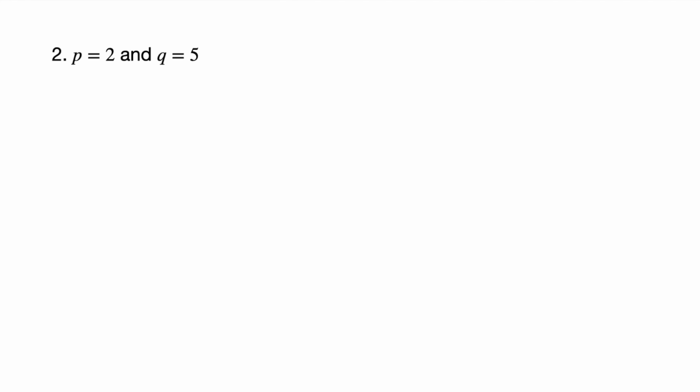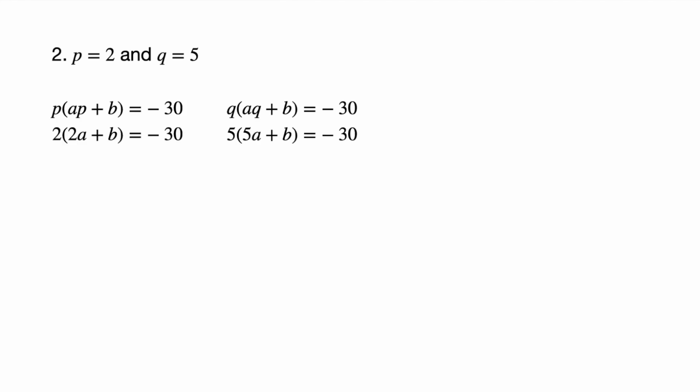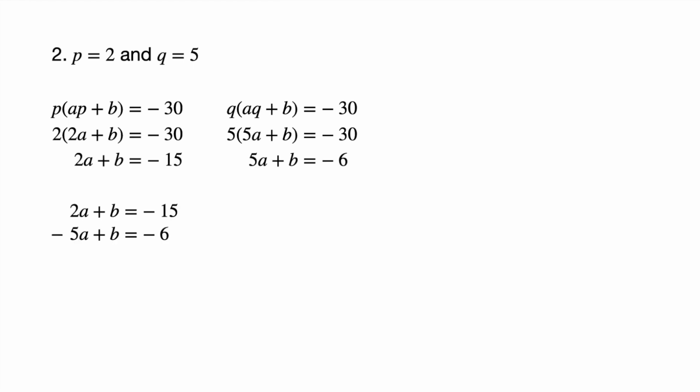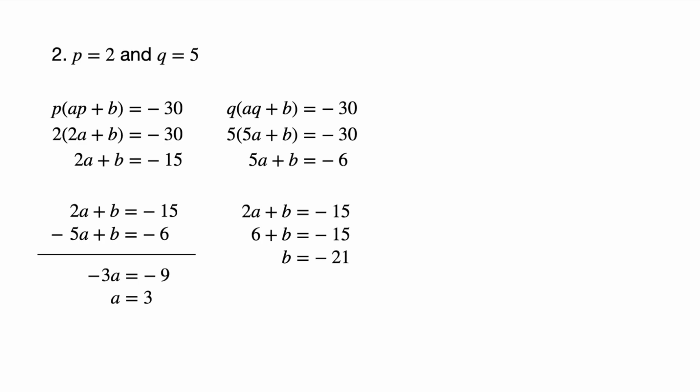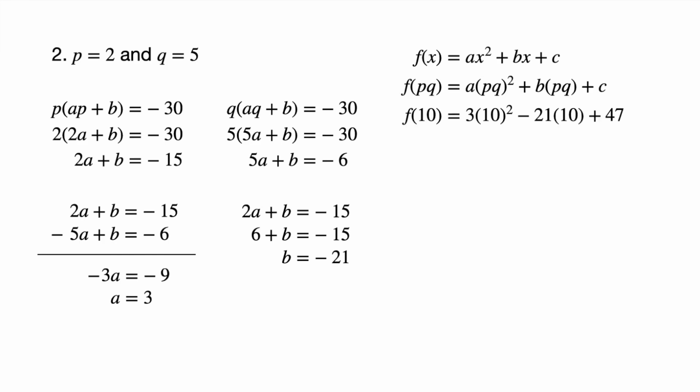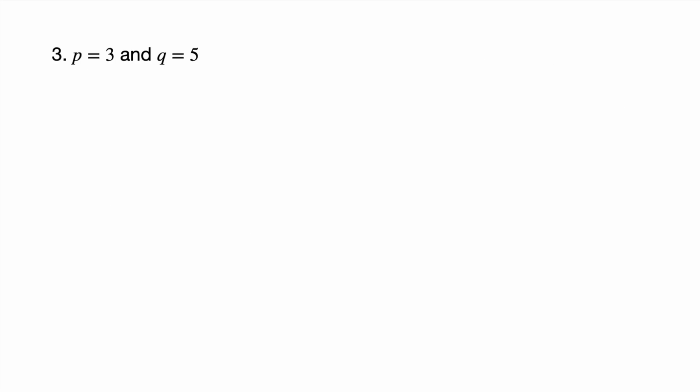On to the second case. Again, same thing. We plug in what p and q is, then use equation manipulation, cancels out the b, and get a is 3, which we can then use to find b, which is negative 21. And for the function, again we plug in the numbers. This time pq is 2 times 5, which is 10. And simplifying, we get 137.